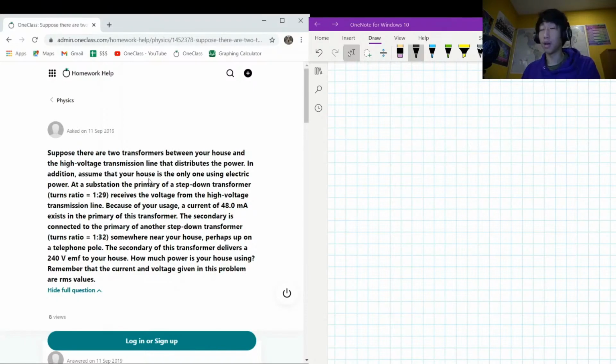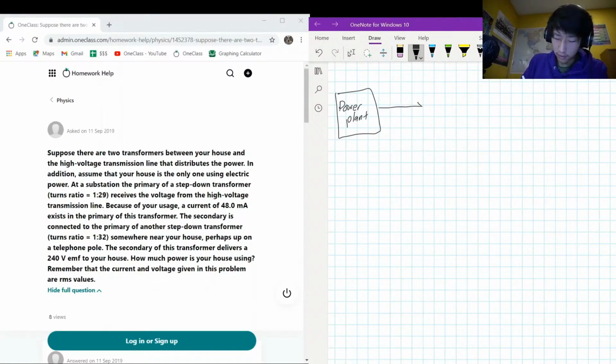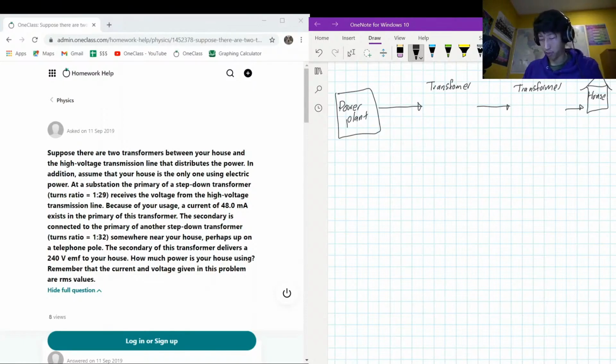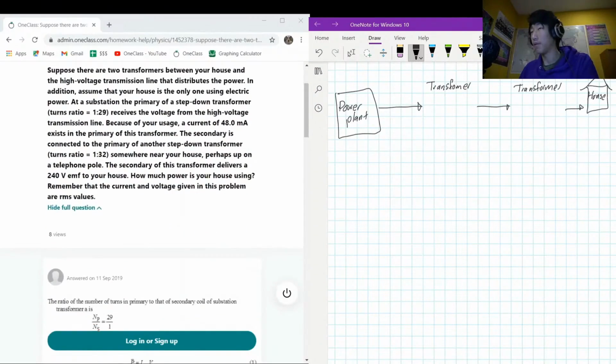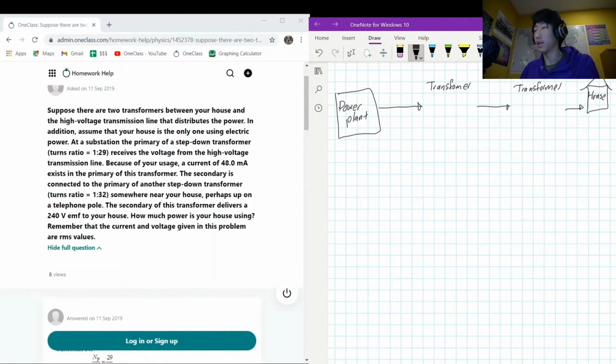Okay, so maybe to draw a diagram to make this a little bit more clear, here we have a power plant. And it says we have two transformers. Another transformer. This is our house. Okay, so the first transformer that we have is a 1 to 29 transformer.